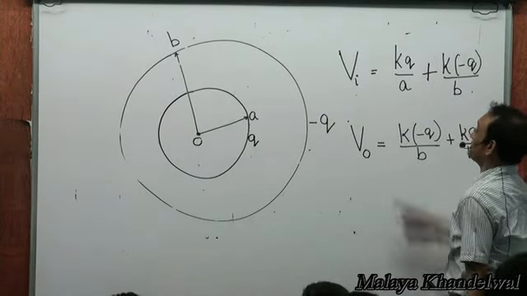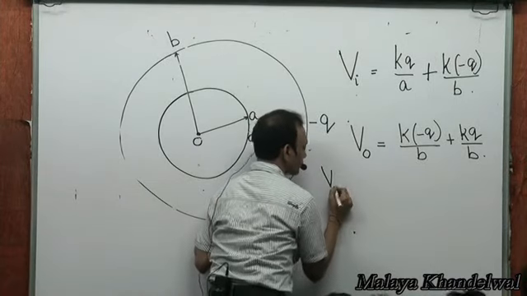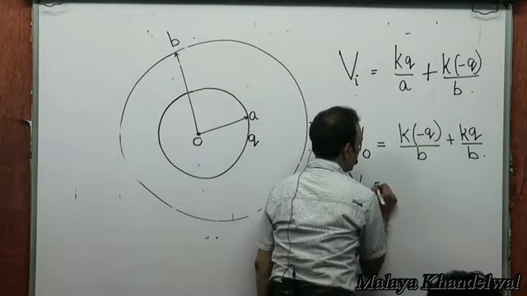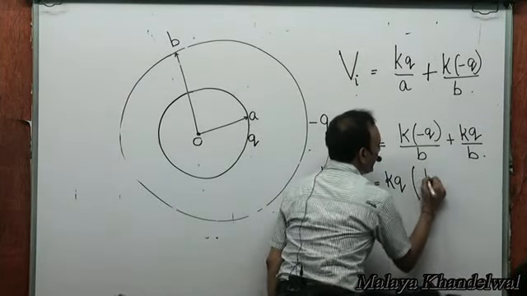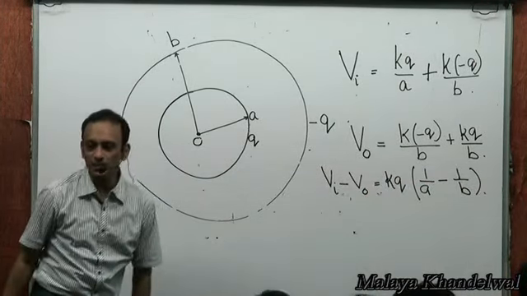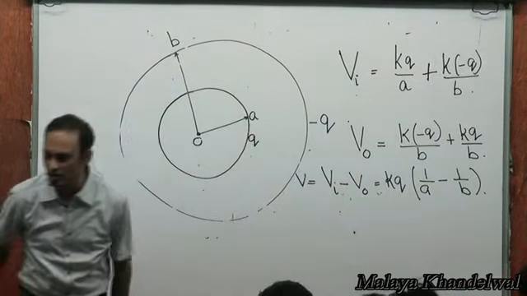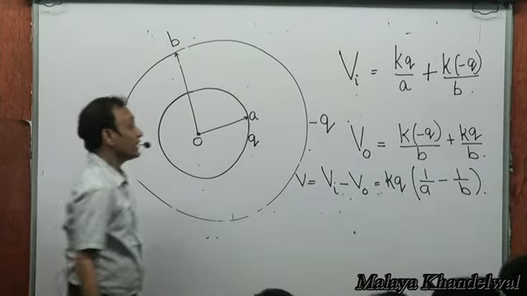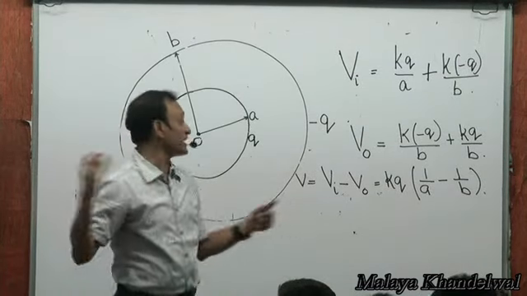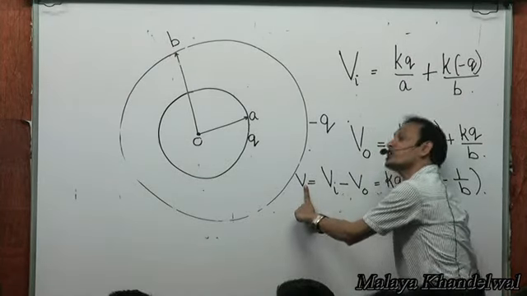Now, the potential difference between the two, Vi minus V naught, is going to be KQ into 1 by A minus 1 by B. That's a potential difference V between the two. Yes or no? If you subtract, this is what transpires. Then the capacitance is going to be Q divided by V, the charge that has flowed through the battery, divided by the potential difference between the two shells thus produced.